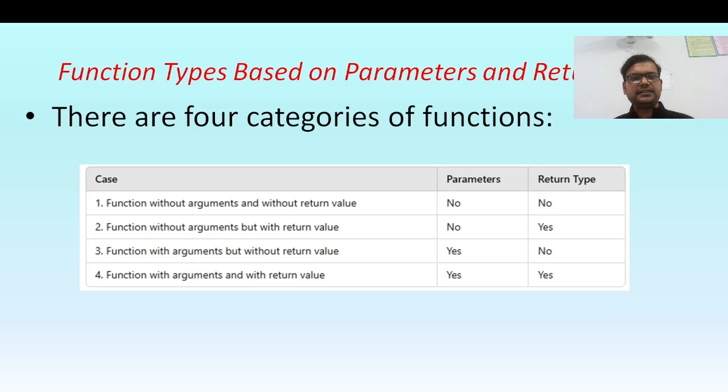In our last lecture, we discussed that function could be of two kinds, user-defined function and library function. Library functions are those which are already defined inside the header file, and user-defined functions are those which the user defines based on their requirement. Apart from that, based on parameters and return types, we can categorize function into four categories. Function without arguments and without return value, function without argument but with return value, function with argument but without return value, function with argument and with return value.